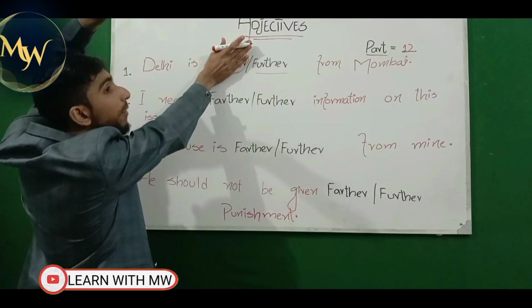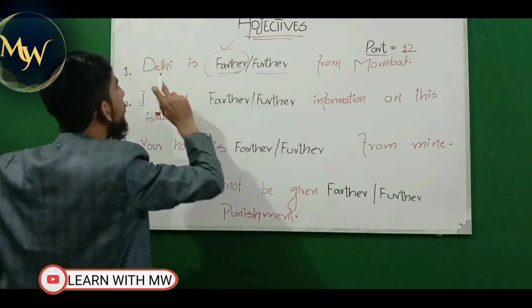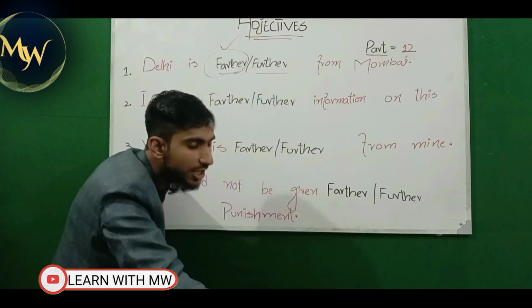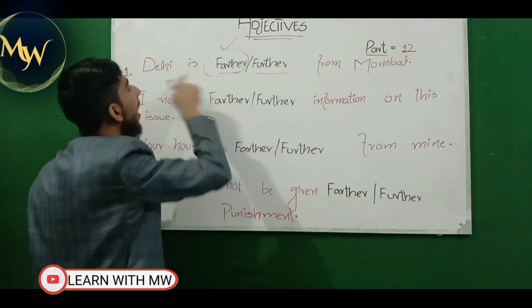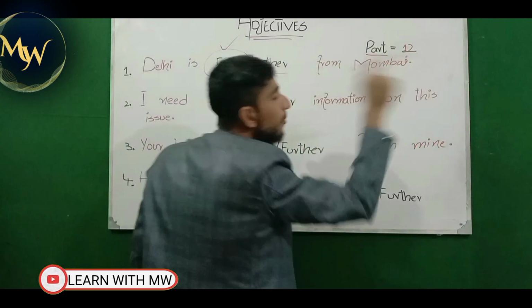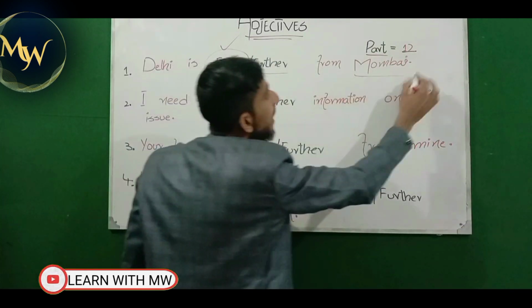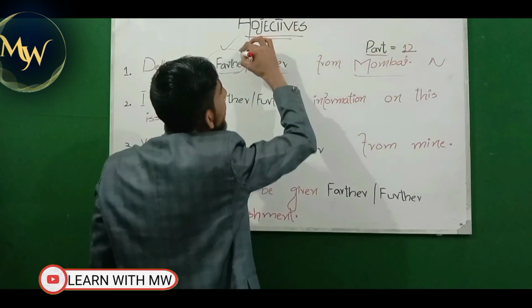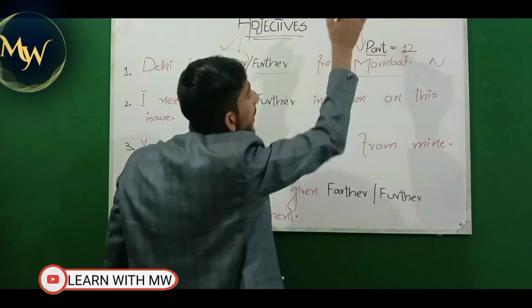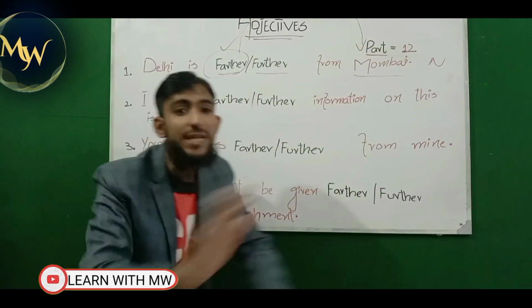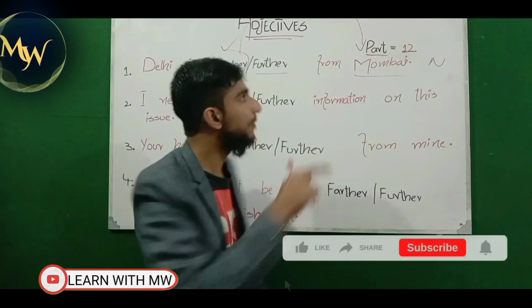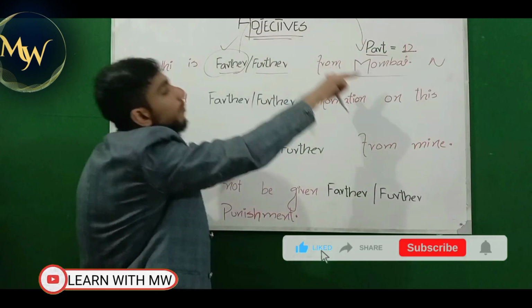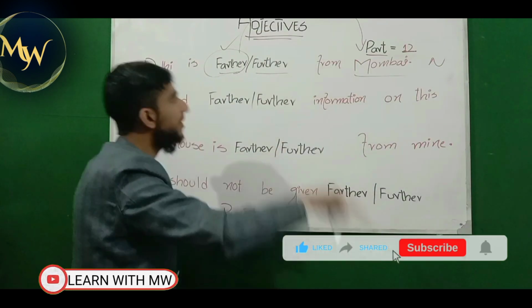Delhi has a very additional distance from Mumbai. So further basically means additional distance. So the correct answer is further. Delhi is further from Mumbai. And look at it, Mumbai is a noun, a naming word, and here further adds meaning to the noun, and those words which add meaning to the noun we call adjectives. So further is also behaving as an adjective in this sentence.